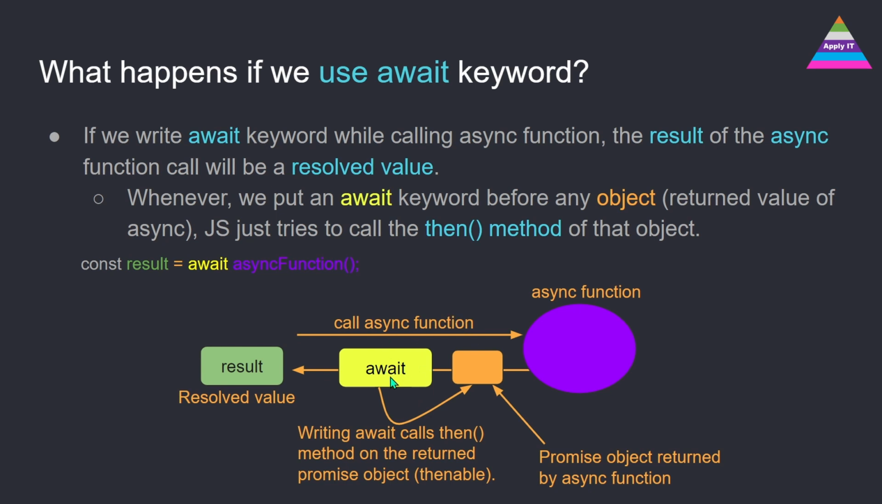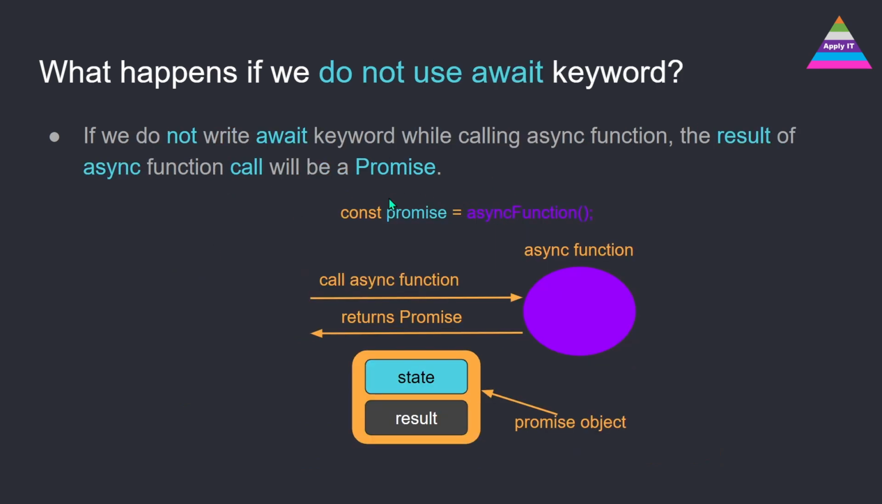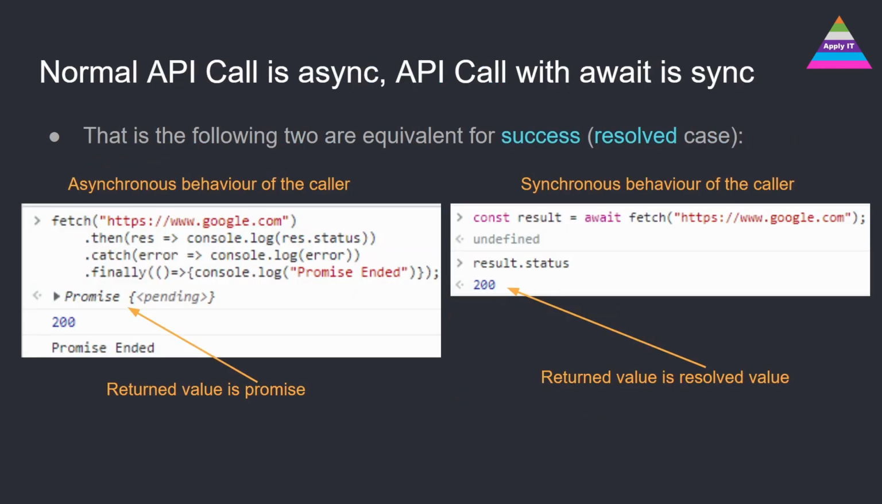Basically, when we use the await keyword, it is going to wait till completion of the async operation. It will wait till the promise object gets some result, and that result will be returned when we use this await keyword. That's why when we call this async function with the await keyword, we get a result, whereas when we call an async function without the await keyword, we get a promise object. So we have two different ways of making a call to an async function. One is without using the await keyword and the other is with using await. I have shown both in this particular slide.